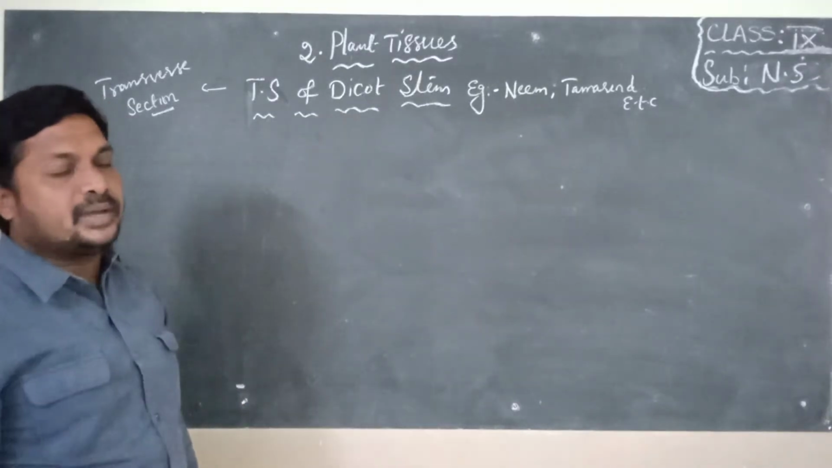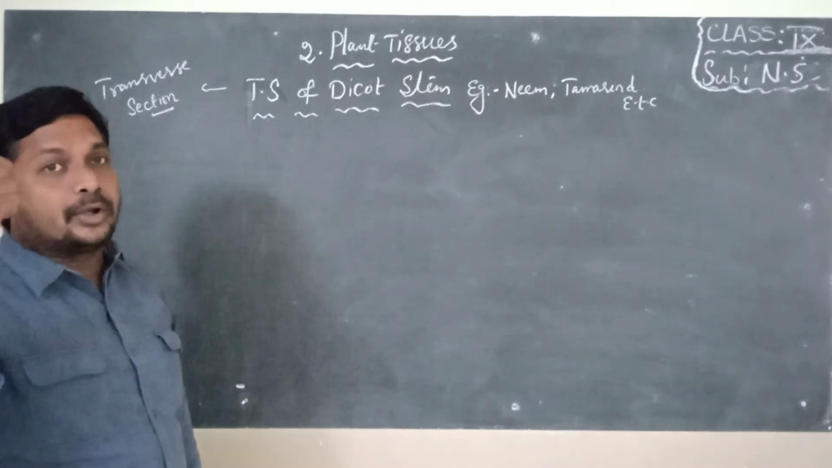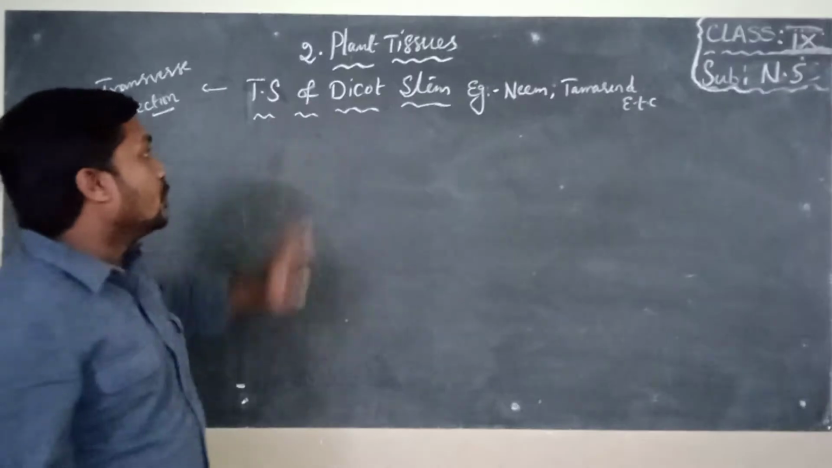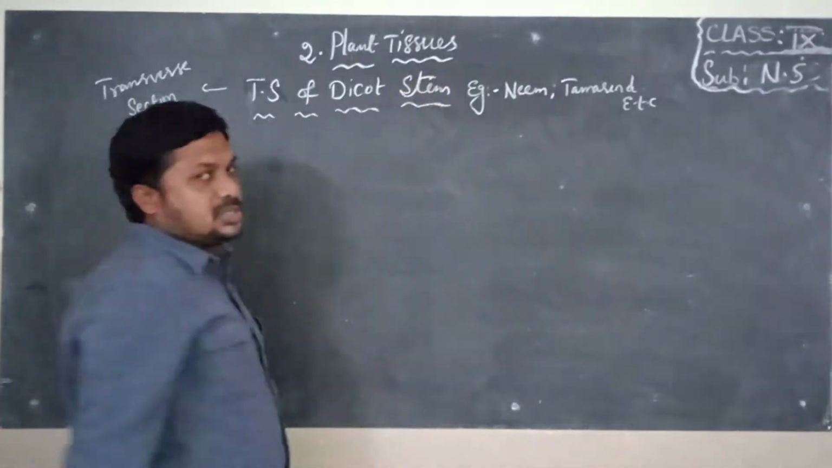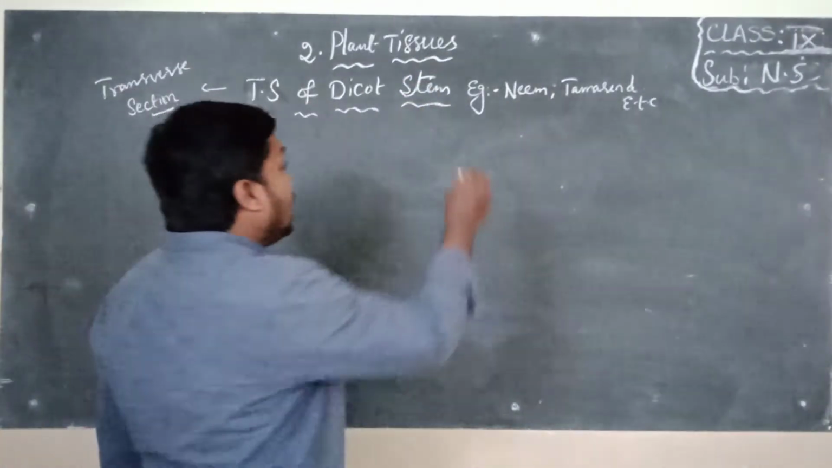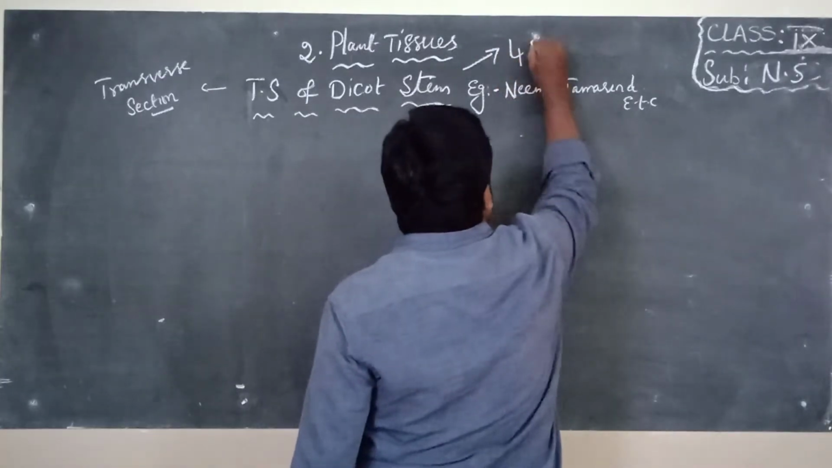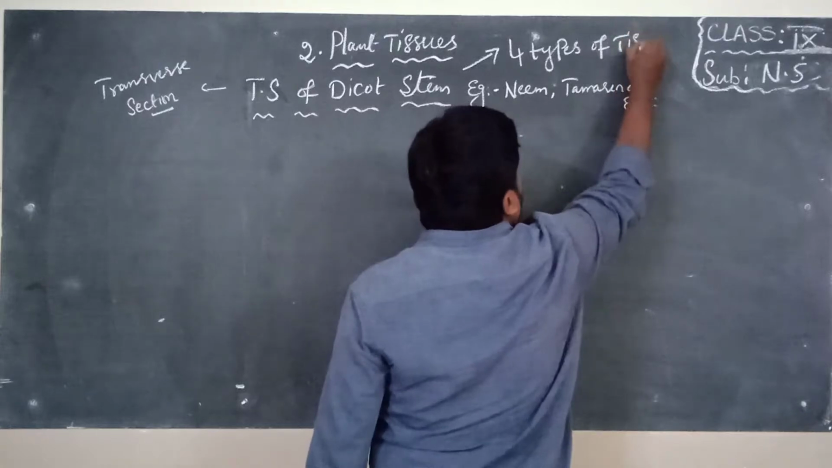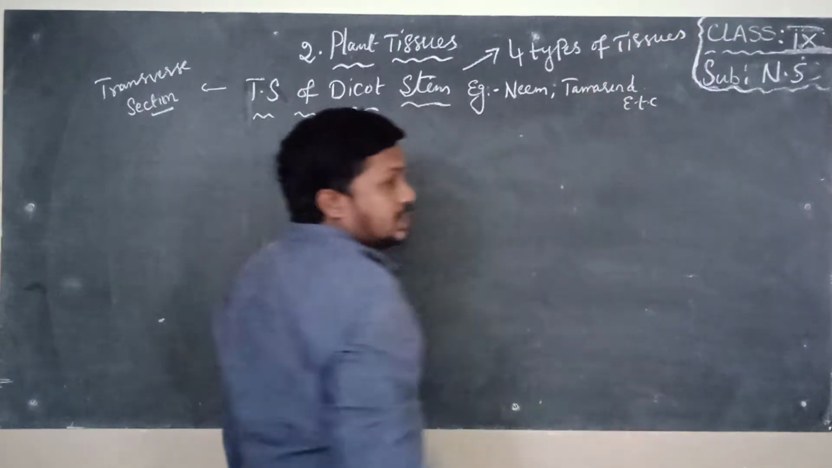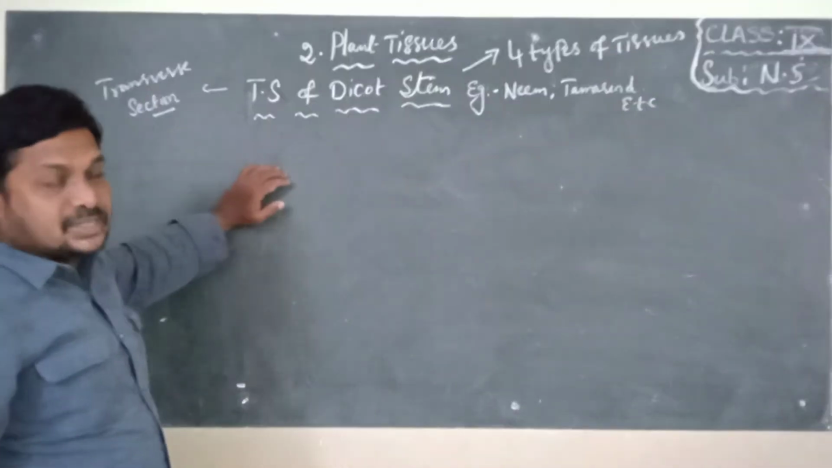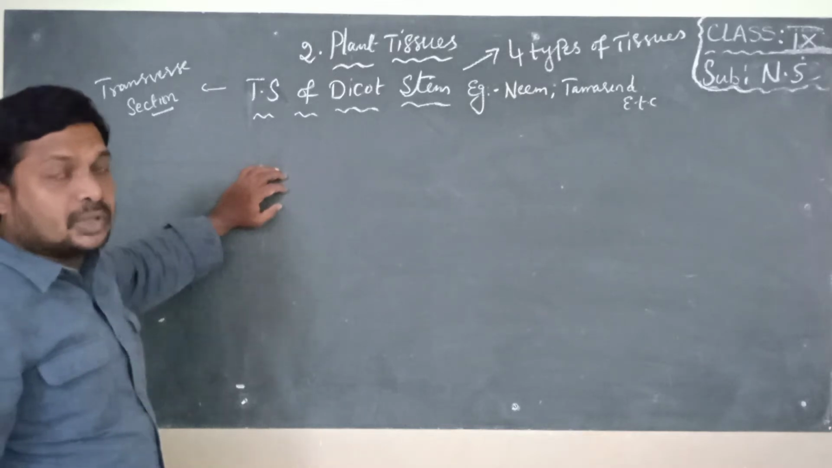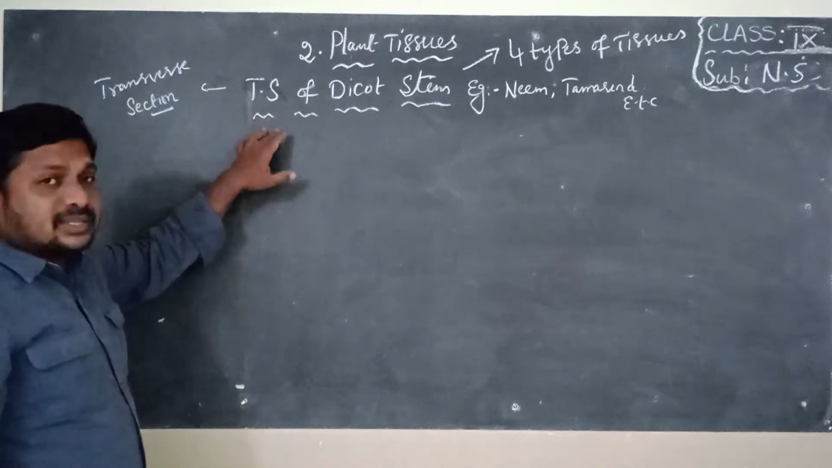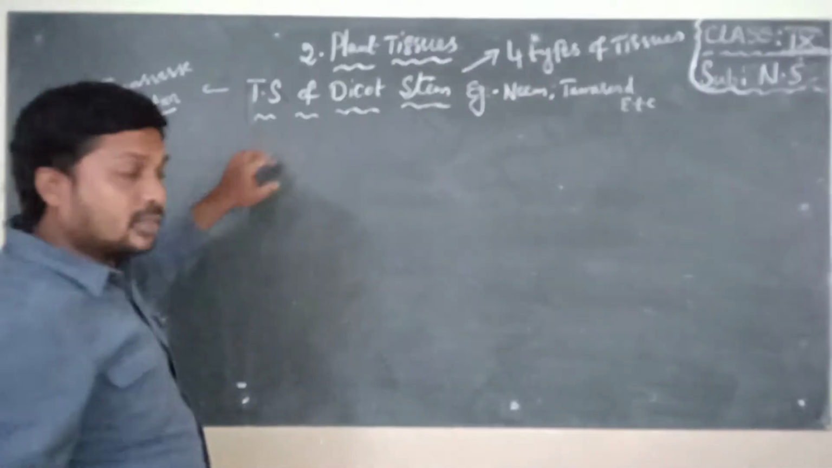Cut a thin section from it, keep it on a slide, put a drop of red ink, glycerin on it, and if you look at the microscope, you can find out TS of dicot stem. In that, you can find out 4 types of tissues: meristematic tissue, dermal tissue, ground tissue, and vascular tissue. It's very important from the exam point of view, children. You also draw along with me, children.